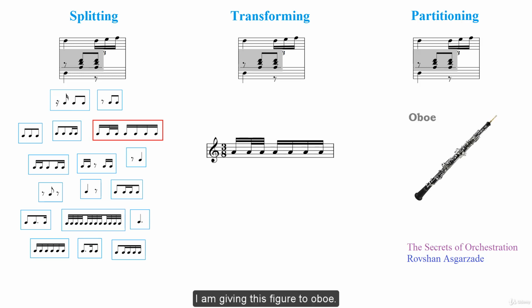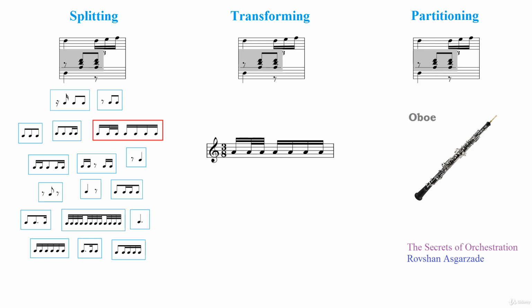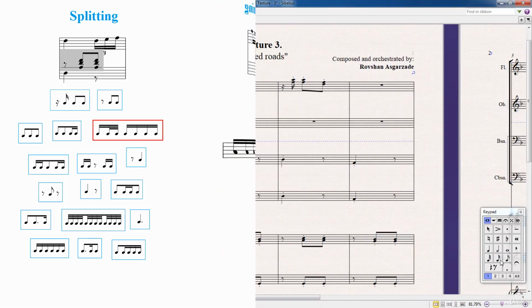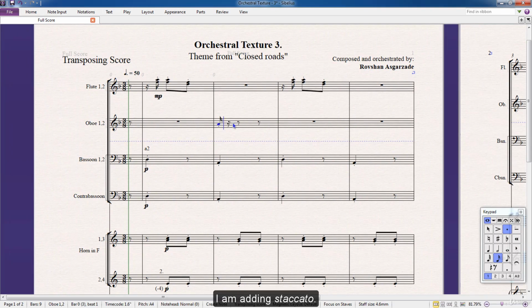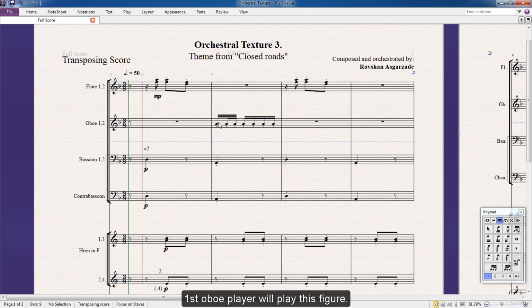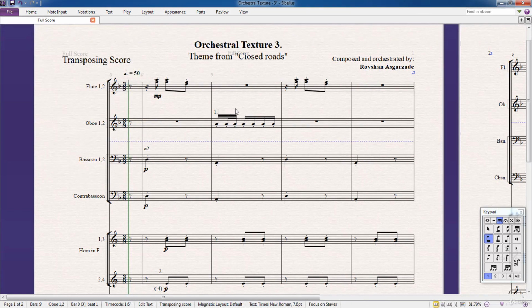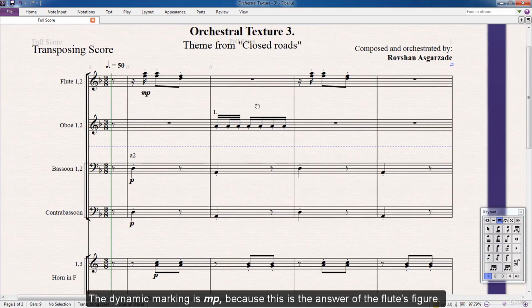I'm giving this figure to oboe because oboe is the best instrument for giving a short and piercing sound. I'm adding staccato. First oboe player will play this figure. The dynamic marking is mezzo piano because this is the answer to the flute figure.